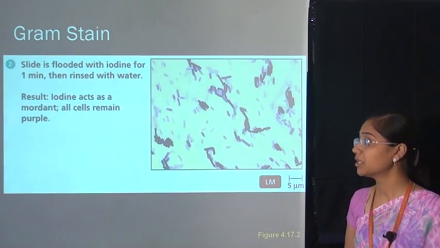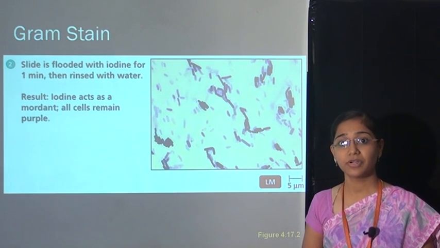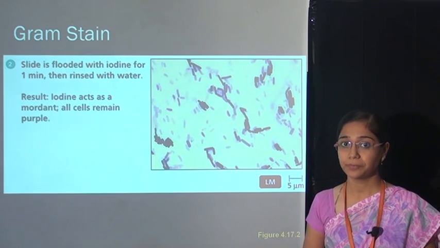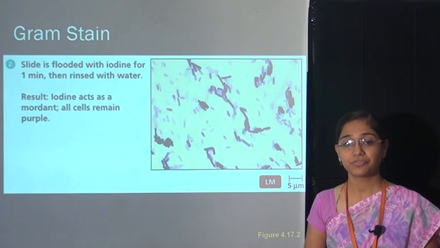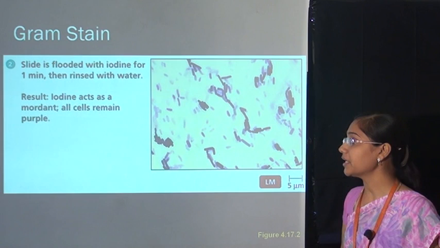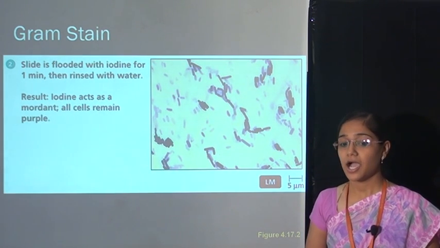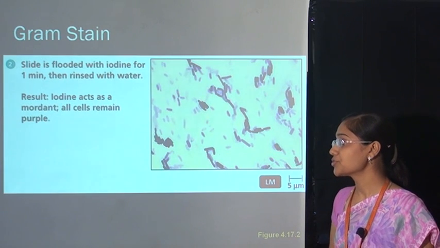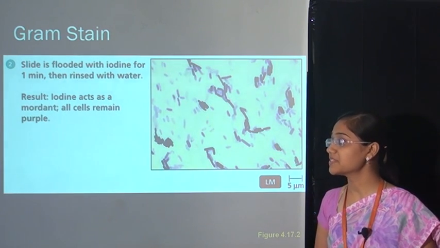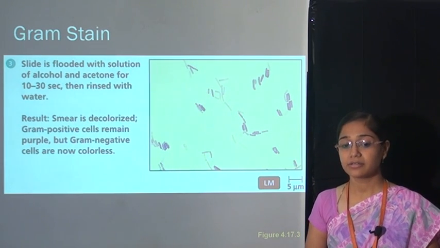In the next step, the slide is flooded with Gram's iodine, that is our mordant. What is the mordant's purpose? It increases the affinity of our primary stain. Apply for 1 minute and then rinse with water. Then what is the result? Iodine acts as a mordant, so all the cells remain purple in color.